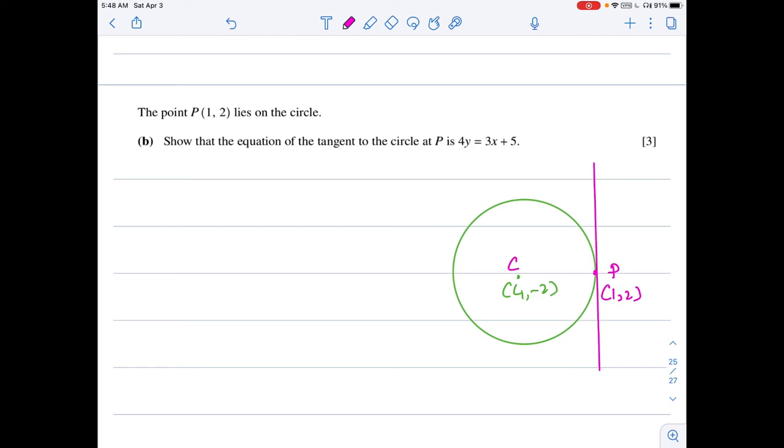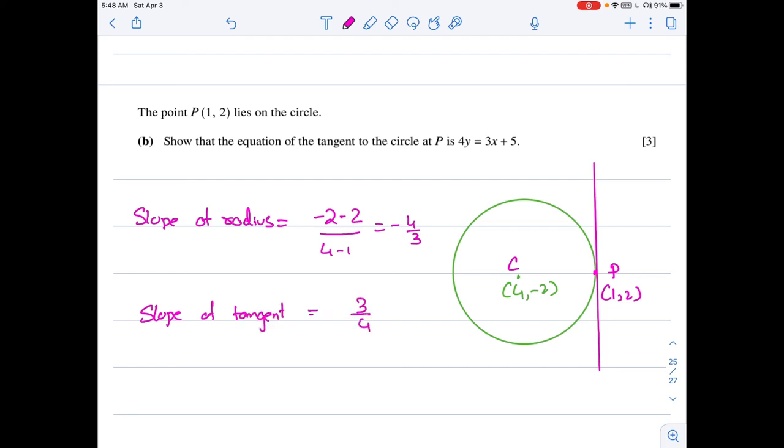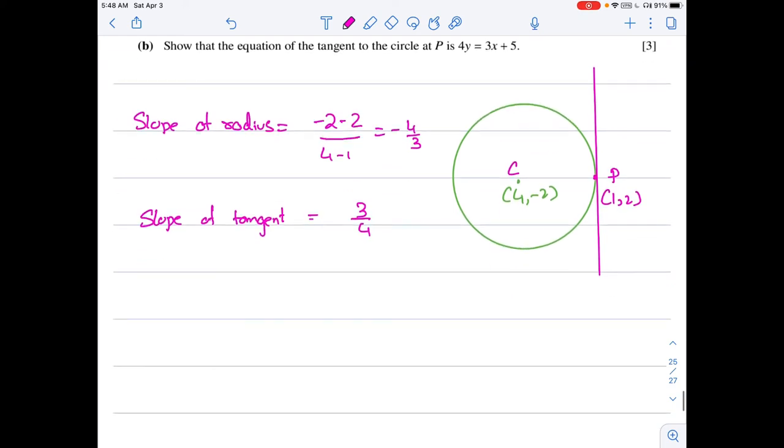So first of all, what am I going to do? I am going to find the slope of the radius. Slope of radius is y2 minus y1 by x2 minus x1, which is minus 4 upon 3. Now I will be finding the slope of the tangent, which is 3 upon 4, because the tangent is perpendicular to the radius. Then the equation is y minus y1 is equal to m times x minus x1, which becomes 4y minus 8 is equal to 3x minus 3.